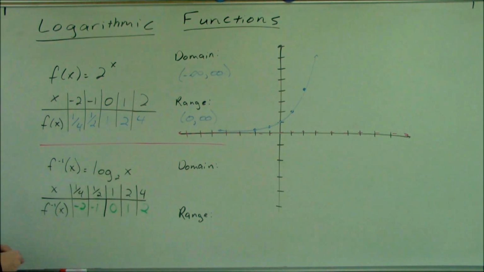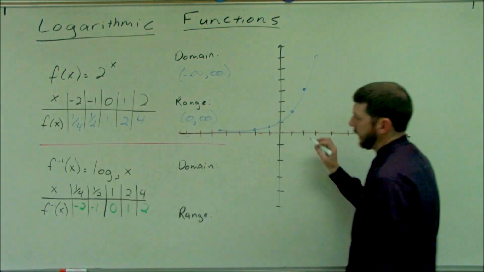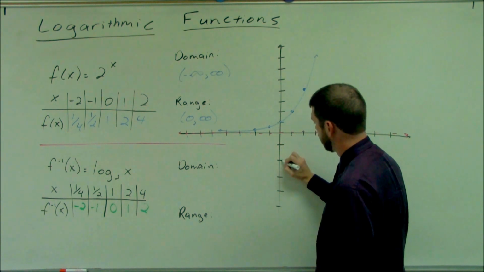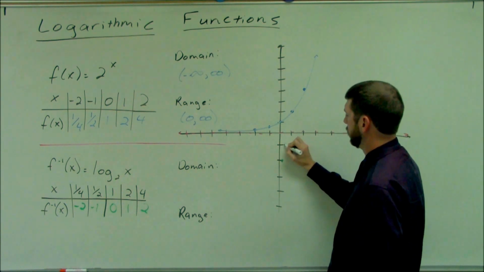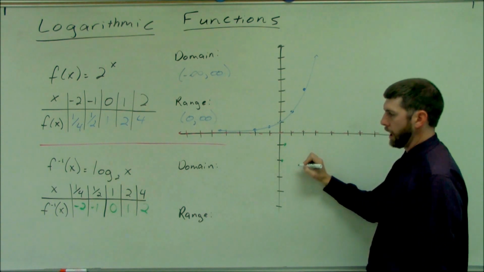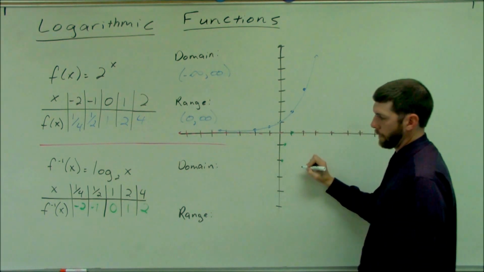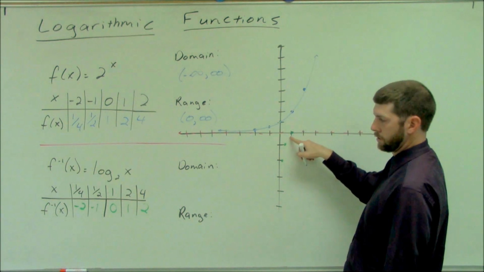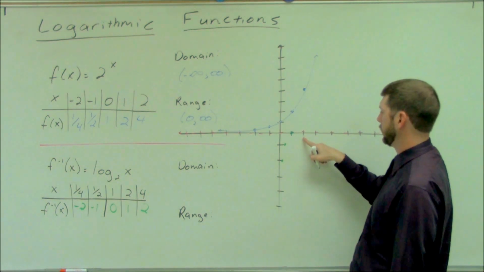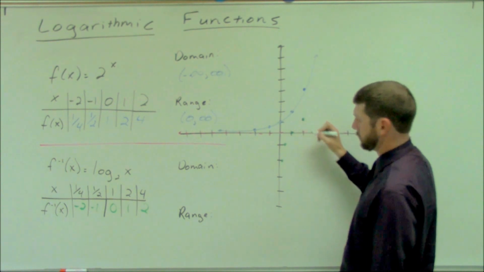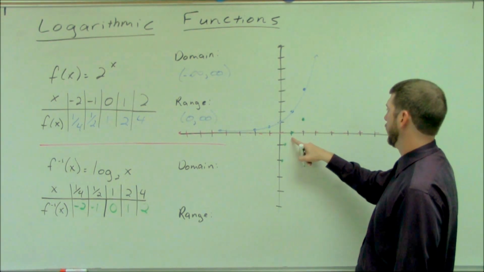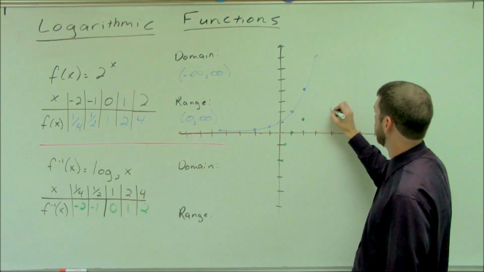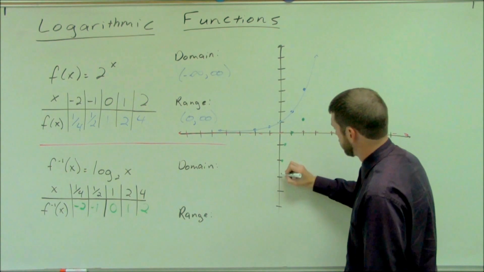So if we then plot those points, at 1/4 we're at negative 2. At 1/2 we're at negative 1. At 1 we're at 0. At 2 we're at 1. Sorry, I'm having trouble saying my point straight. And at 4 we're at 2. We get this picture right here.